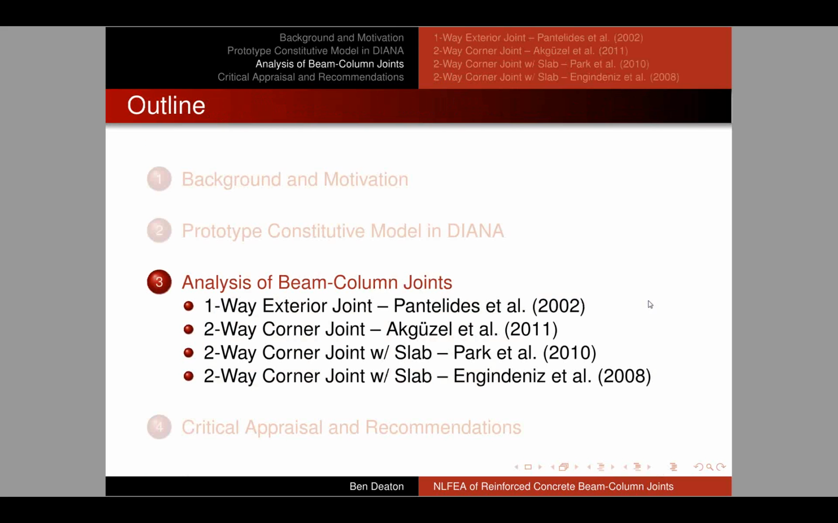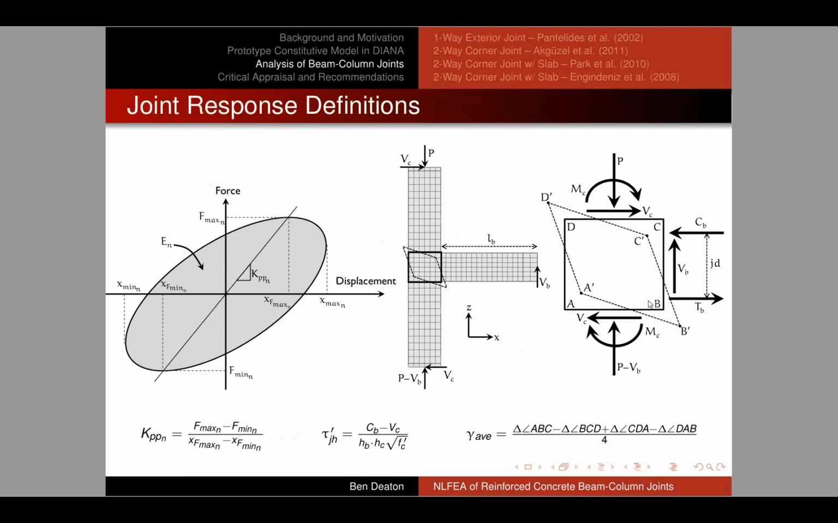values. Okay, let's now take that model and apply it to analyze several beam column joints. Now, before we do that, to make sure we have a common vocabulary about some of the response quantities, I'll give a couple of illustrations. So I'll call your attention to this graphic over here on the left. This will be the majority of what we'll discuss.